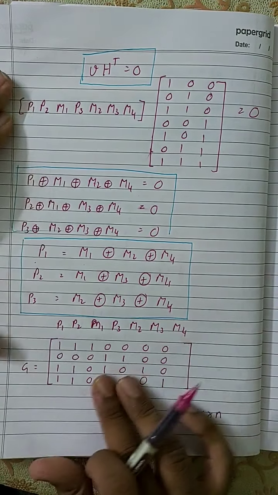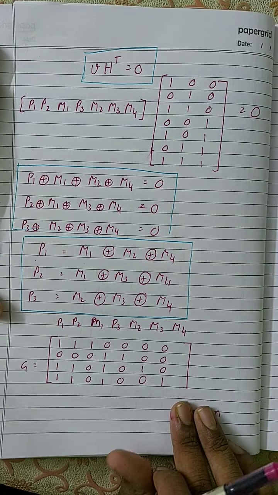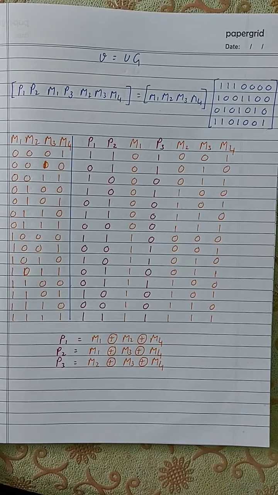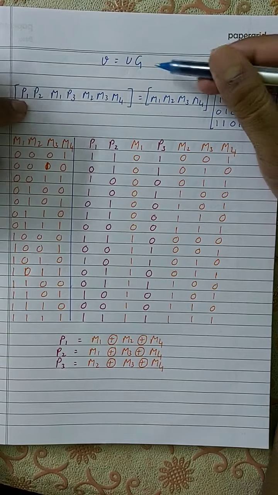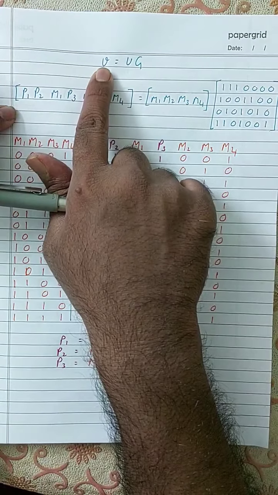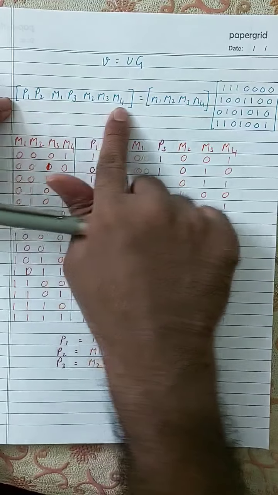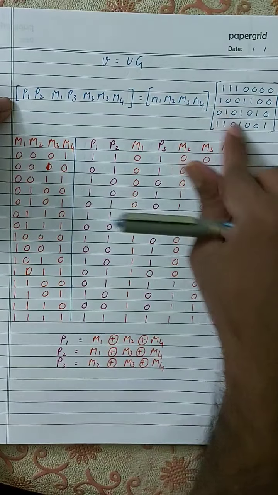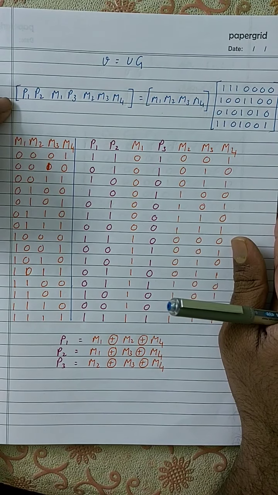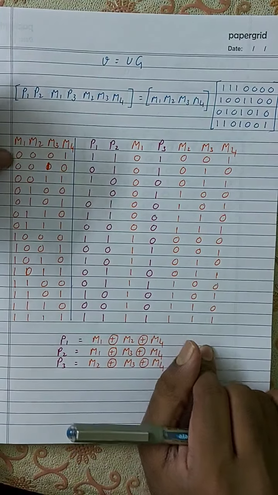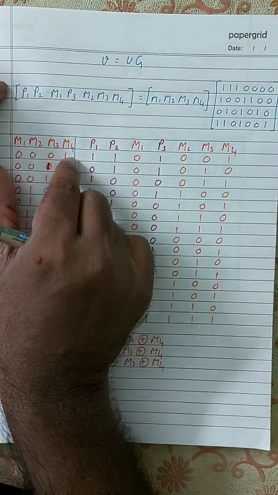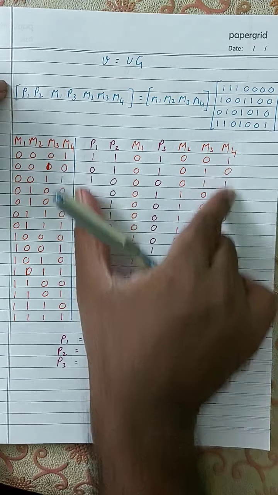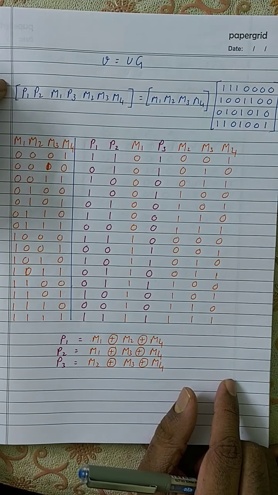Now I will construct each of these code words. Here you can see that V is equal to U into G, where V represents the non-systematic code word, U is your message of 4 bits, and G is the generator matrix that you got just now. So from here I constructed these code words. There are 15 messages, and I have constructed the code word for each of them using this equation.